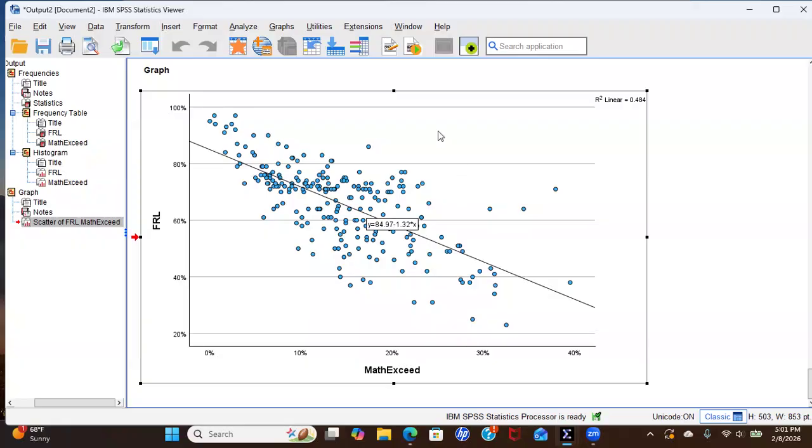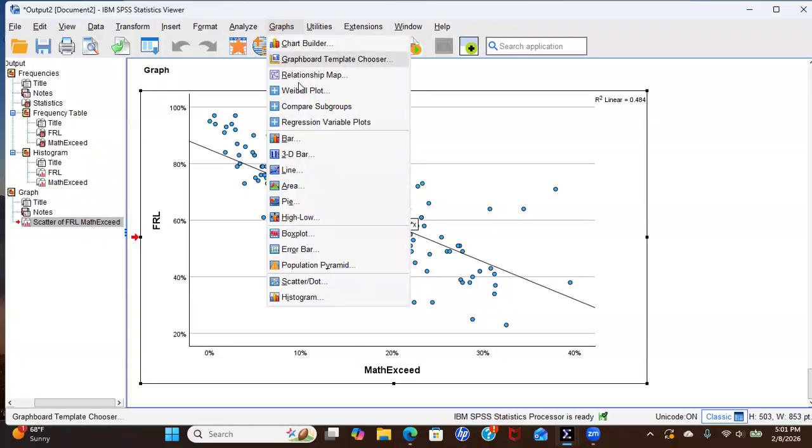So when we run our test to determine the relationship between the percentage of students receiving free and reduced lunch and the percentage of students scoring at the exceeding level, we are going to use Spearman instead of Pearson because we didn't meet all 3 criteria. And we didn't meet that because this is categorical data.